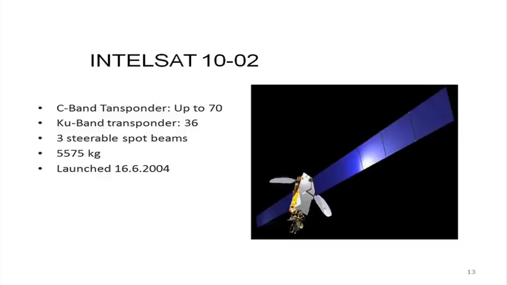And much later, the Intelsat 10th generation, version 2, 10-02, was launched in 2004. You can see it is almost 5.5 ton. It has steerable spot beams and many transponders, a new terminology again, transponder, which is some form of a repeater. We will talk about it later. There are 36 of them in Ku band and 70 of them in C band. These bands also are new terminology. We will learn about it later.